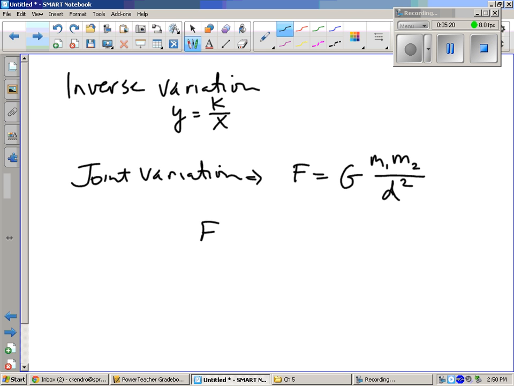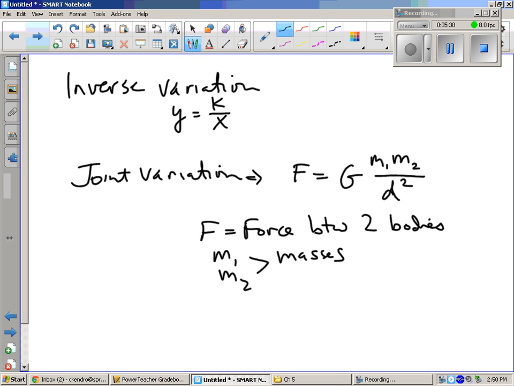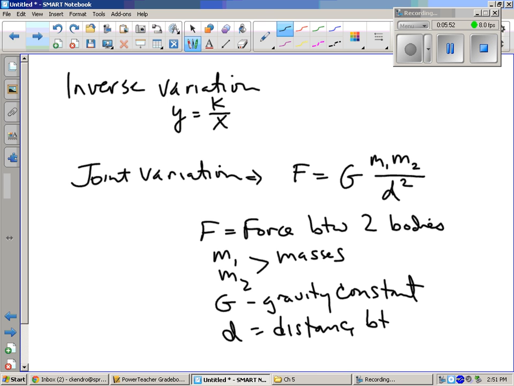Okay, now what that means, the F stands for the force between the two masses, or the two bodies, either way, and m1 and m2 are the bodies, the masses. G is gravity, and that's actually going to be a constant. And then d is the distance between the masses.